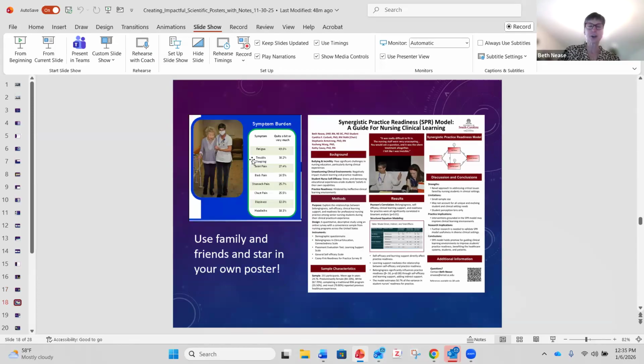I love to star in my own poster. So this is me and my aunt, and she actually used to be a model. She was so happy to help with this. She had Parkinson's disease, and this was a patient mobility poster that I did, a study that I did, and it was also published in a journal article as well. It was a fantastic opportunity to stage it just how I wanted it to be.